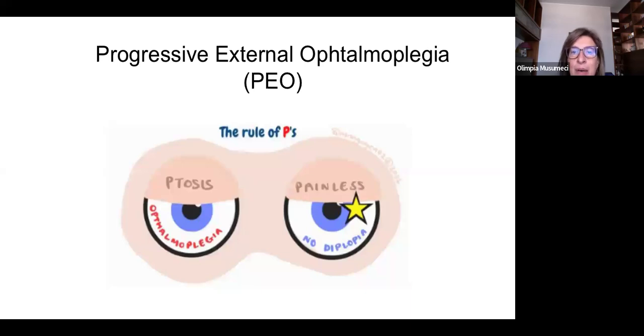In this cartoon, I would like to present the characteristics of progressive ophthalmoplegia. It is usually associated with ptosis and is painless. Usually the patient has a very severe limitation in eye movement, going from ophthalmoparesis to ophthalmoplegia, and usually has no diplopia, just because of the chronic course of the symptom.